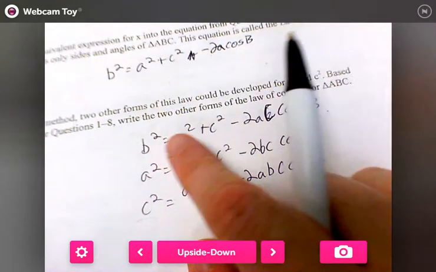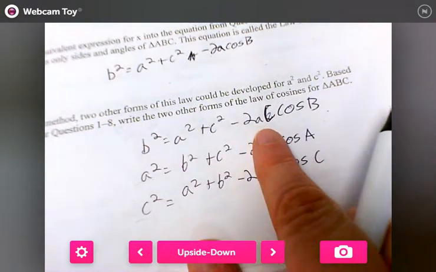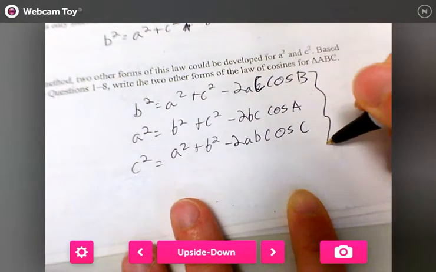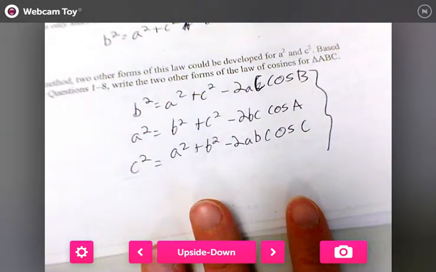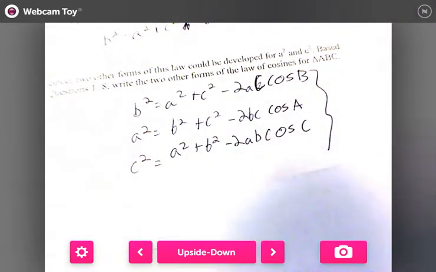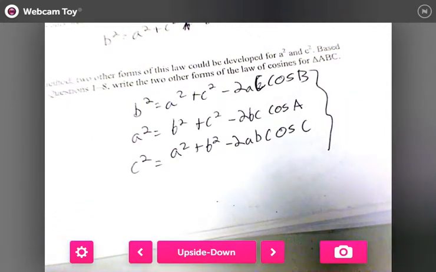There's no parentheses. It's b squared equals a squared plus c squared minus 2ac cosine b. And these are the important parts. If you missed everything else, that's the important parts because you're going to use those on your work today. Also, one of them is on the top of your homework. I strongly suggest writing the other 2 until you get used to them.